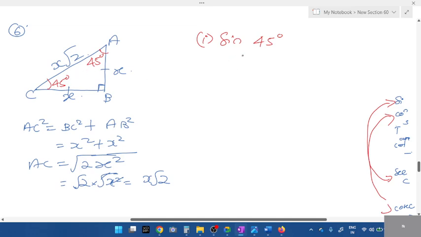See, sin 45. With respect to angle C, what is sin? What is the sin formula? Perpendicular by hypotenuse. Which is perpendicular for angle C? AB divided by AC. What is AB, students? AB is x, AC is x root 2. x and x get cancelled. What's the answer? We have 1 by root 2. Is this clear? Did you understand?